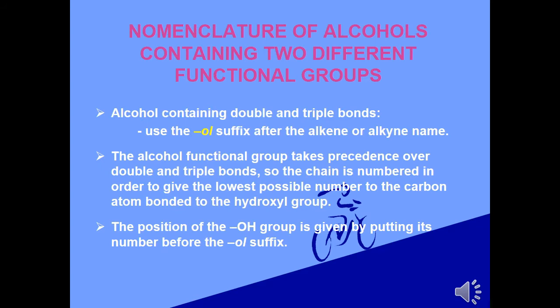Next, I can discuss nomenclature of alcohol containing two different functional groups. First is alcohol containing double and triple bonds. Use the OL suffix after the alkene and alkyne name. The alcohol functional group takes precedence over double and triple bonds, so the chain is numbered in order to give the lowest possible number to the carbon atom bonded to the hydroxy group. The position of the OH group is given by putting its number before the OL suffix.